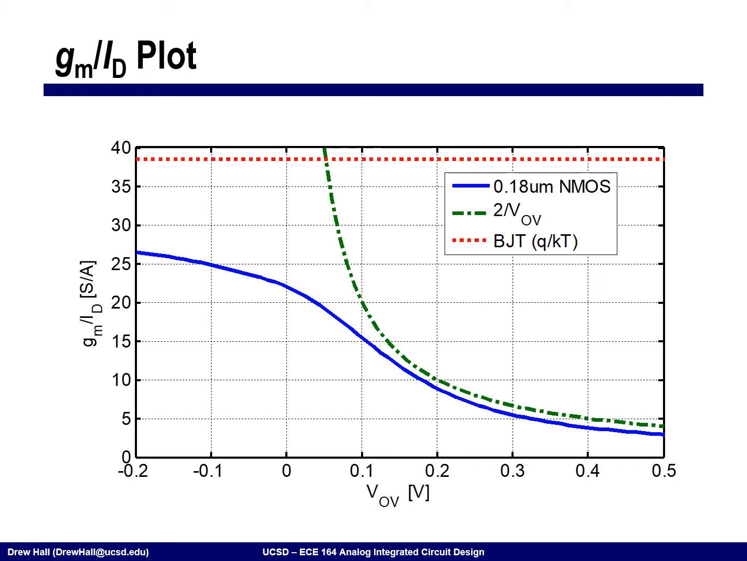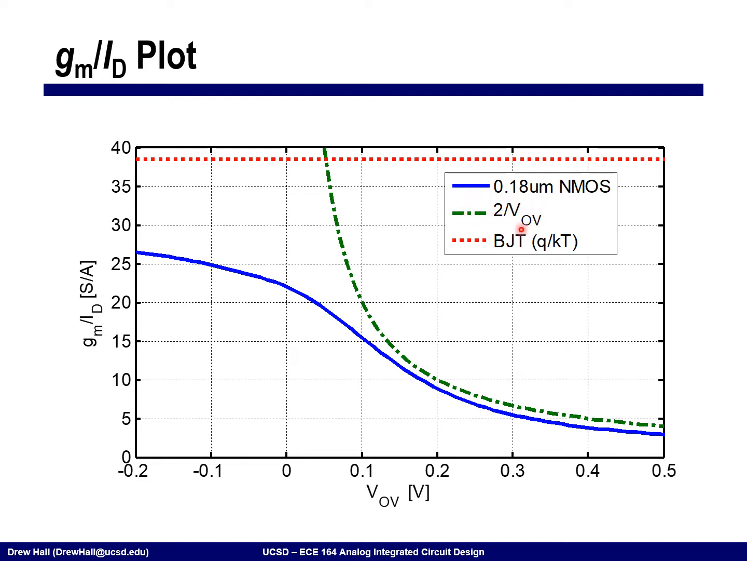All right, so then we can put this together into this plot. In this plot I'm showing GM over ID, or the transconductance efficiency, on the y-axis. This has units of Siemens per amp. On the x-axis, I'm showing the overdrive voltage, or VOV. Starting off with an NMOS, this is actually what we simulated. At low overdrive voltage, we have the highest transconductance efficiency, where we're biasing the device literally in subthreshold, because right at VOV is 0, anything to the left of this is subthreshold. What you'll notice, though, is this deviates quite a bit from our ideal MOSFET.